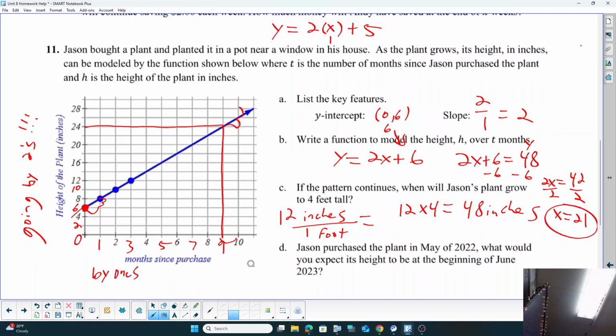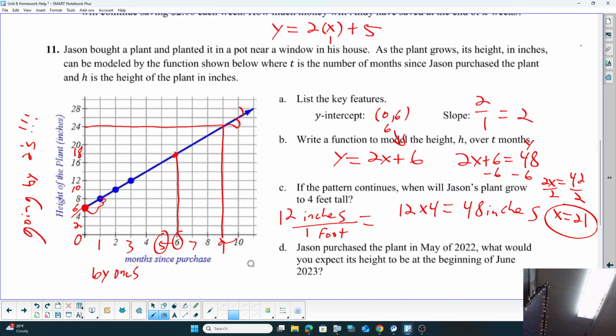So Jason purchased a plant in May 2022. What do you expect its height to be at the beginning of June? Right? So May is the 5th month since purchase, and so June is the 6th month. So you'd expect it to be at 18.